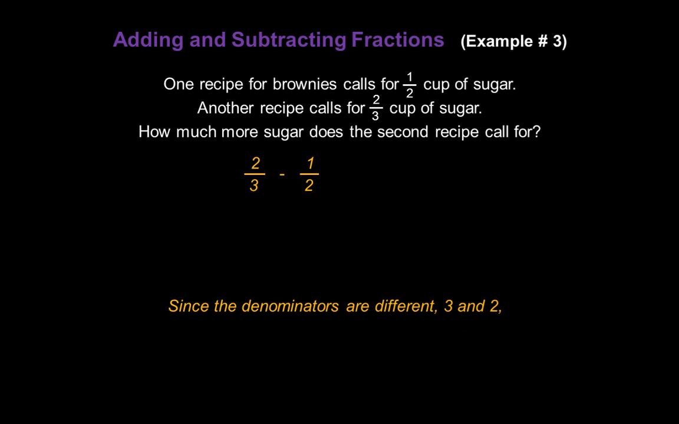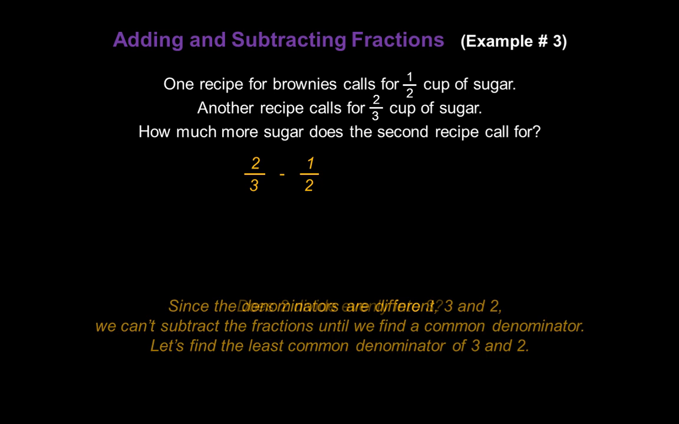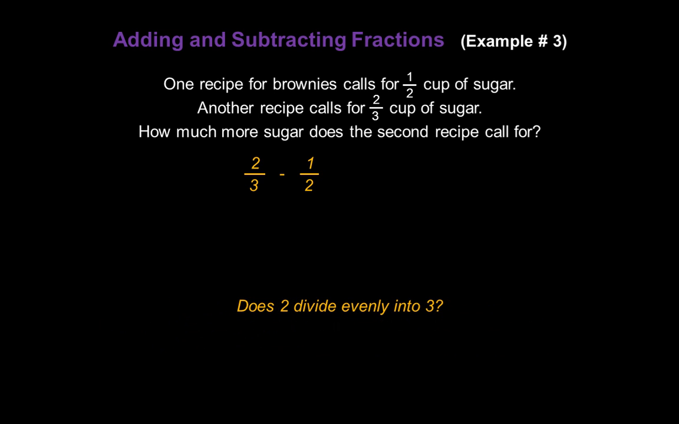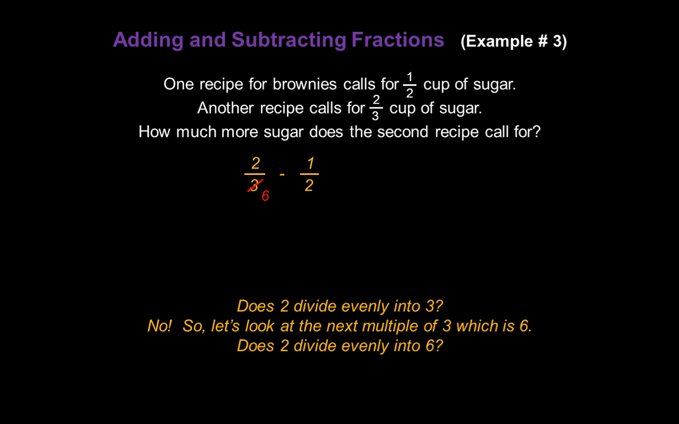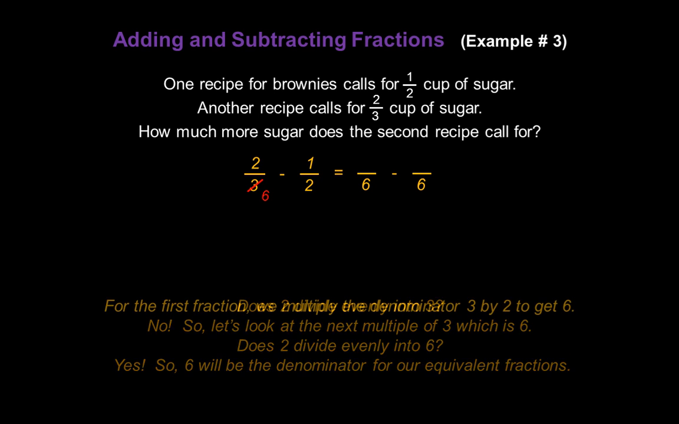Now, since the denominators are different, they're 3 and 2, we can't subtract the numerators yet. We have to find a common denominator. Let's find the least common denominator of 3 and 2. Does 2 divide evenly into 3? Well, no, it doesn't. So let's look at the next multiple of 3 by turning 3 into a 6. Does 2 divide evenly into 6? Yes, it does. So 6 will be the denominator for our equivalent fractions. So let's go ahead and set that up right now. First fraction with a 6 as a denominator, and the second fraction will have 6 as a denominator.